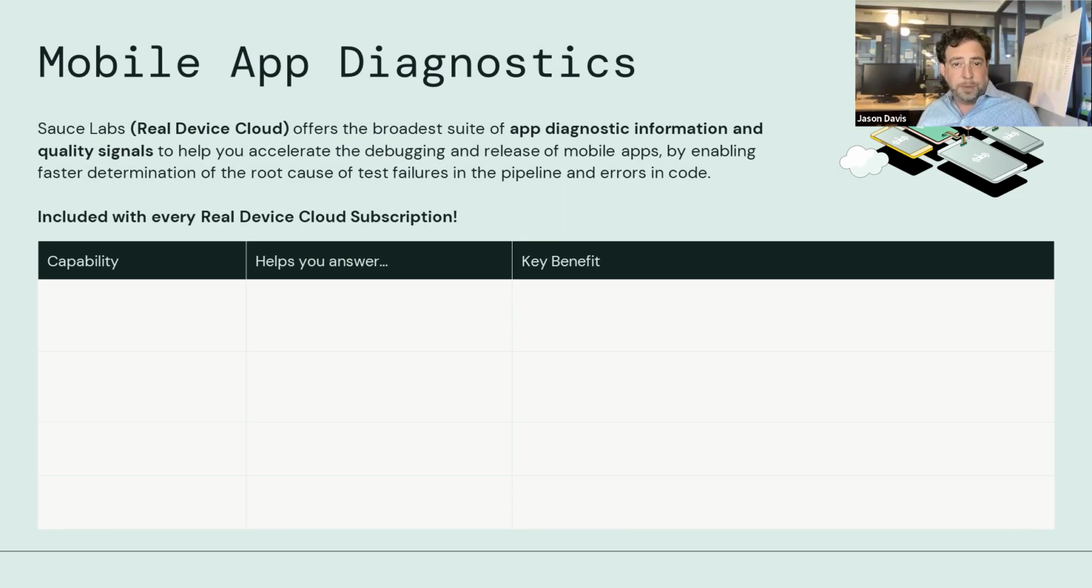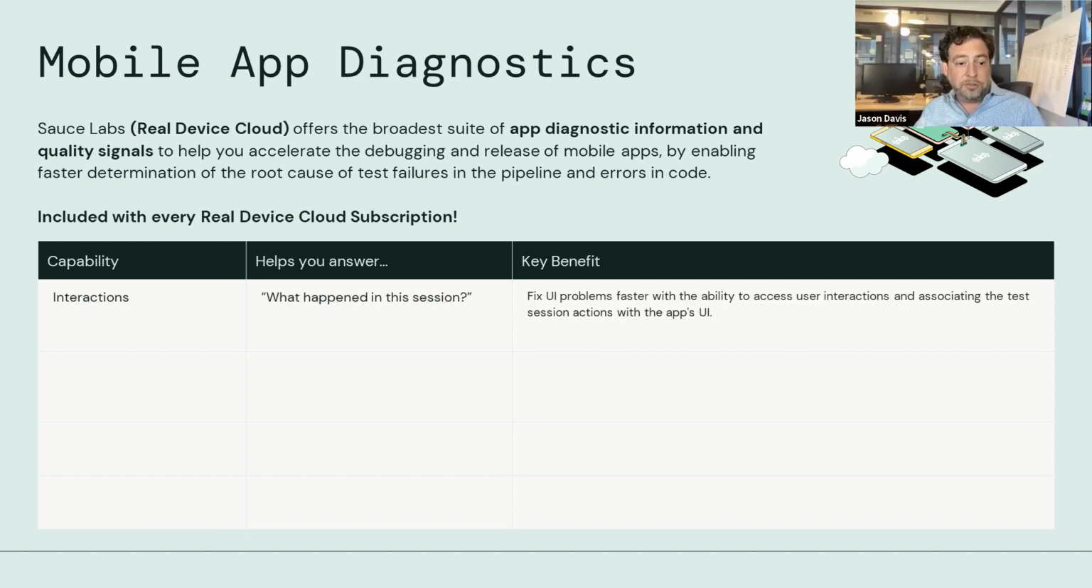Mobile app diagnostics has been rolling out for the last few months. In your test results today for tests running on public or private devices, you'll see things like device interactions. So now, as your user is navigating the app, either automated or live, you'll see what they're clicking on, what they're scrolling through. And that helps to recreate any situations that they encountered, see if they're fully reproducible, et cetera.